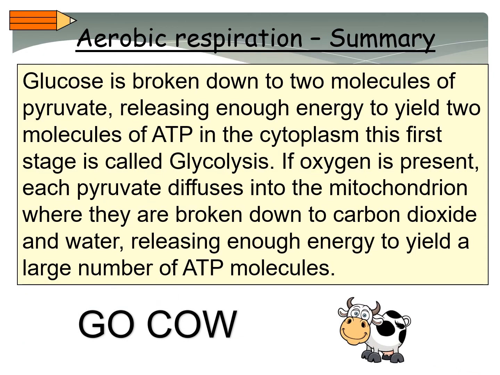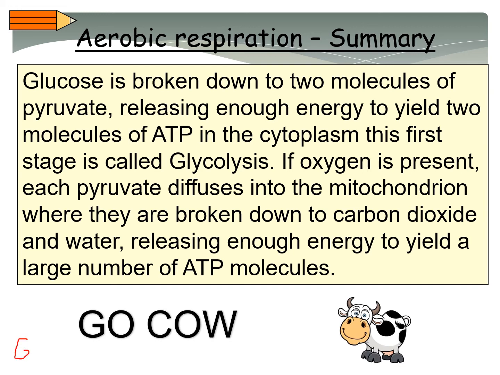So an aerobic respiration summary. So glucose is broken down to two molecules of pyruvate, releasing enough energy to yield two molecules of ATP in the cytoplasm. If oxygen is present, each pyruvate molecule diffuses into the mitochondria, where they are broken down to carbon dioxide and water, releasing enough energy to yield a large number of ATP molecules. Now this equation at the bottom helps.